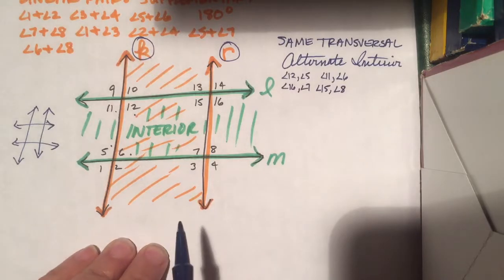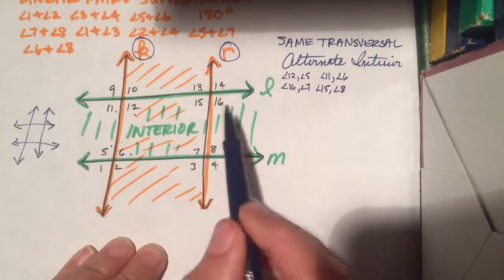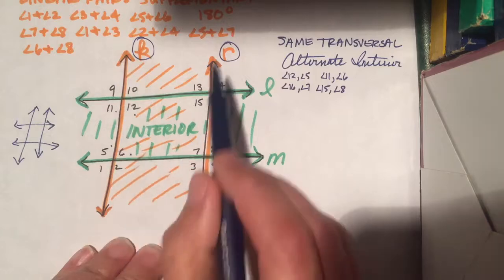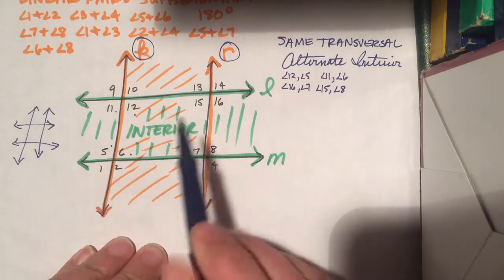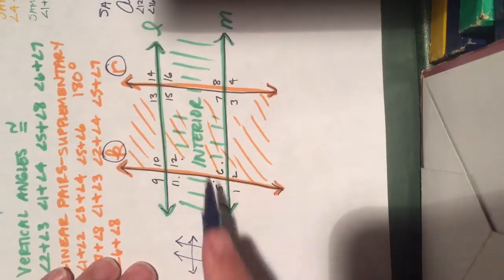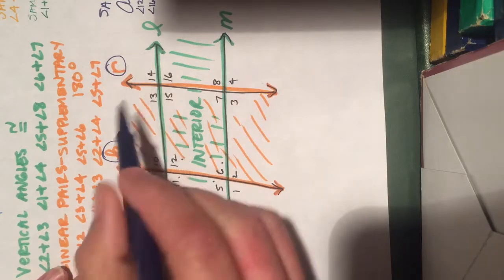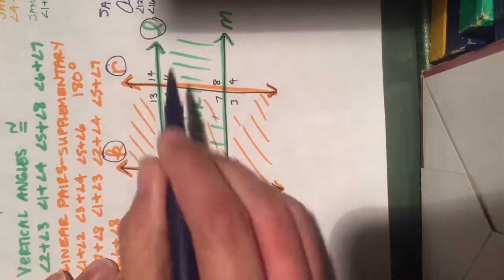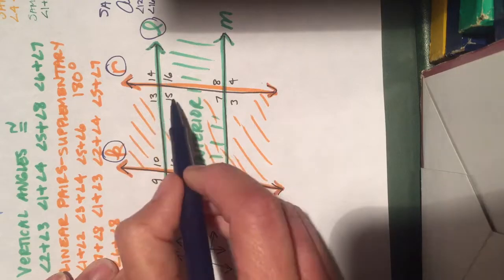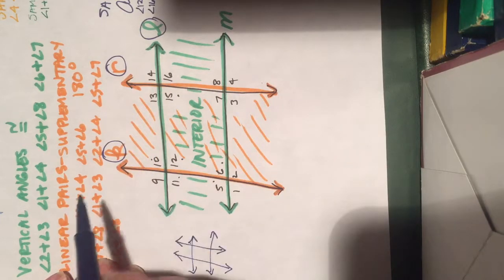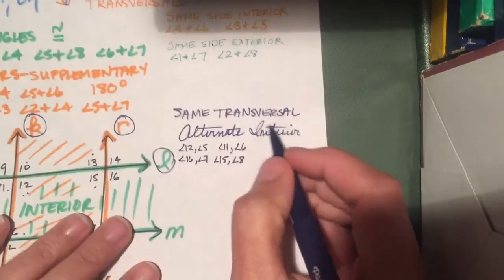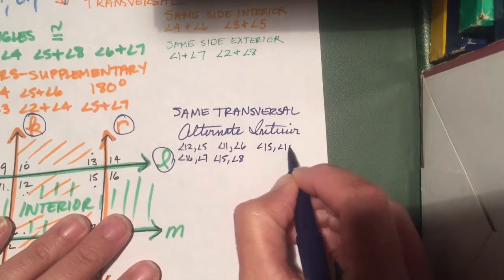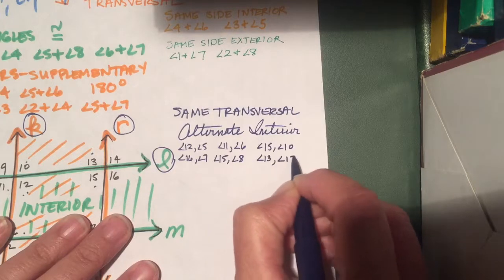Those are your alternate interiors when the 2 green lines are your coplanar lines and the oranges are your transversals. Now let's make the green lines the transversals. If I were to rotate my paper this way, and I'm looking at the 2 orange lines and I look at these green lines independently as a transversal, now let's look at alternate interiors: 15 and 10, 13 and 12. So I've got angle 15 and angle 10 and angle 13 and angle 12.